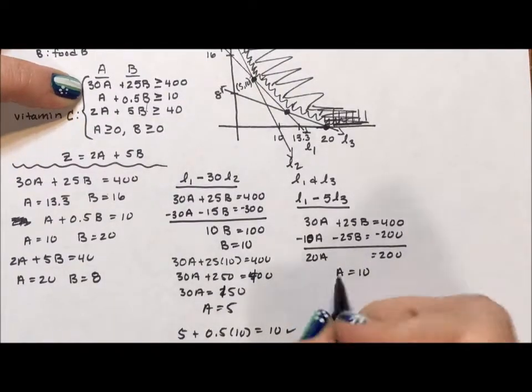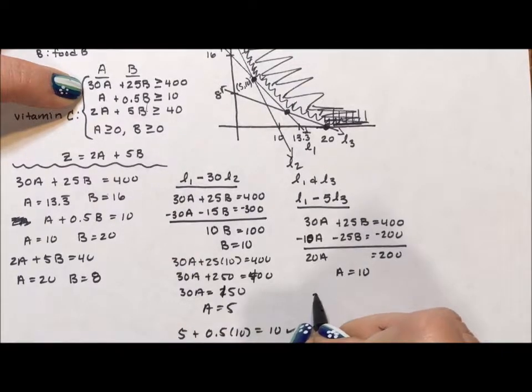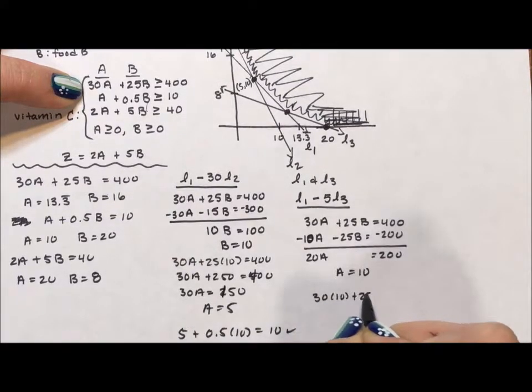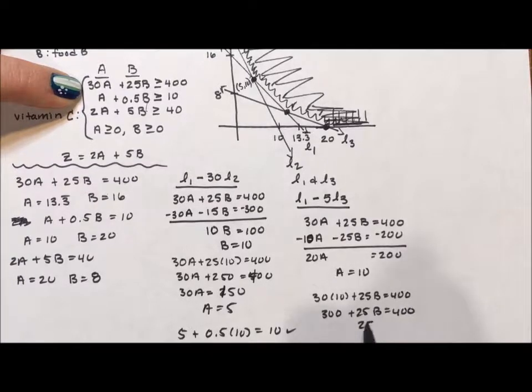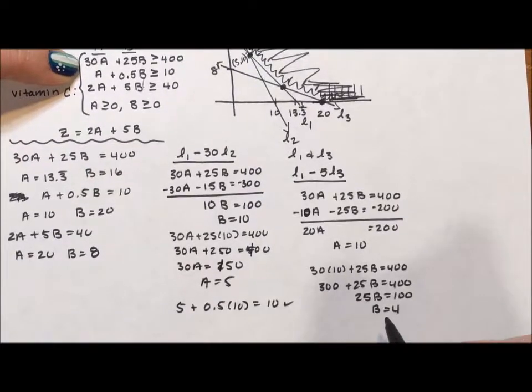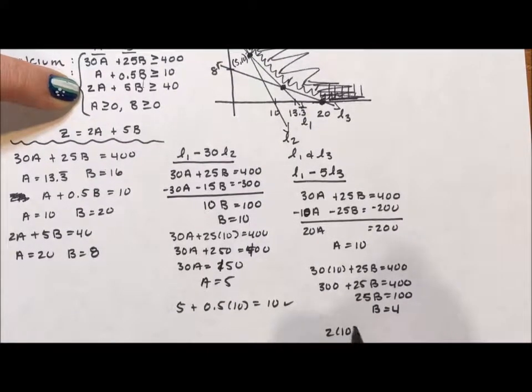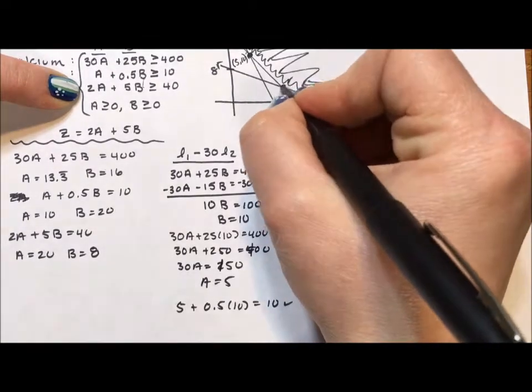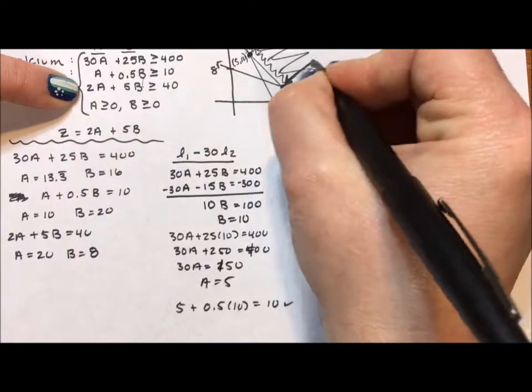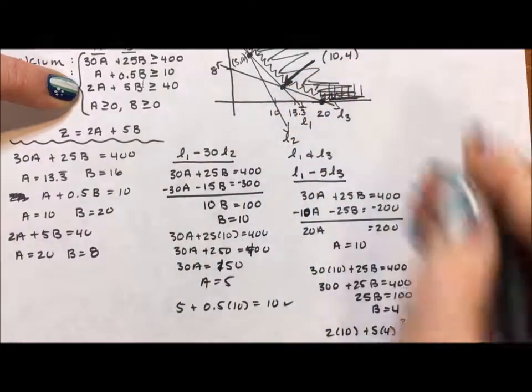I'll put that into my first equation again. So I have 30 times 10 plus 25B equals 400. 300 plus 25B equals 400. 25B equals 100, so B is equal to 4. As always, we do a quick test. Is 2 times 10 plus 5 times 4 equal to 40? 20, 20, yes. So 10, 4 is my next point. So that point right there is 10, 4.